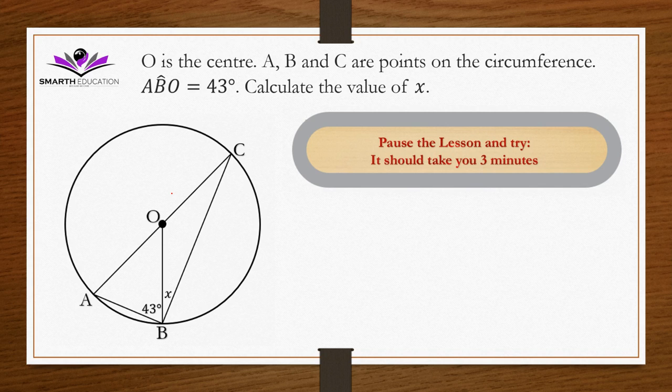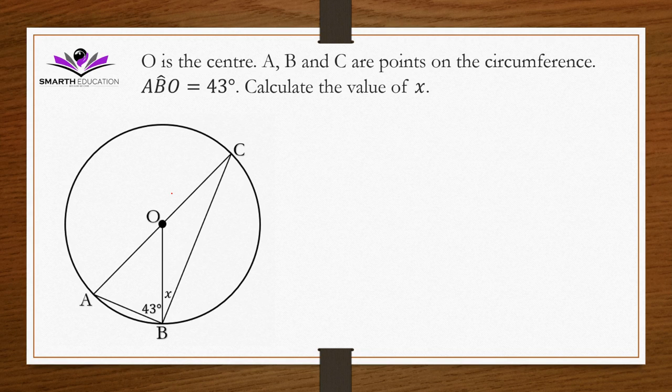Right. Welcome back. Did you manage? What did you get? I'll show you what I got. I got 47 degrees. I'm also doing my calculation this side. So I got 47 degrees. Let's see how we got this 47 degrees.